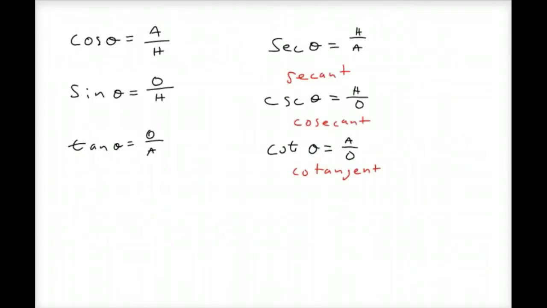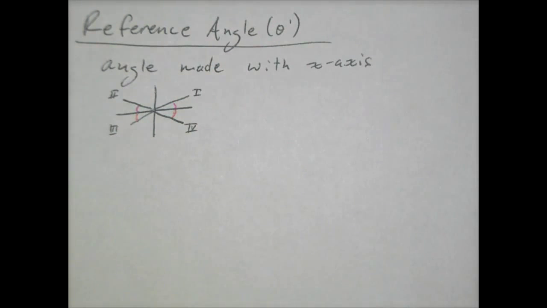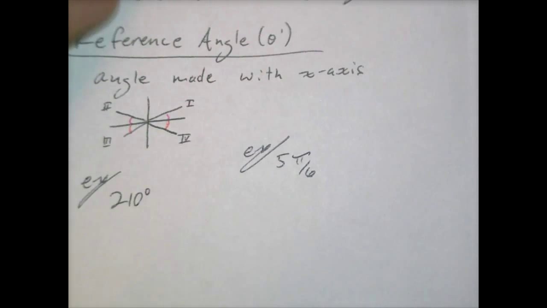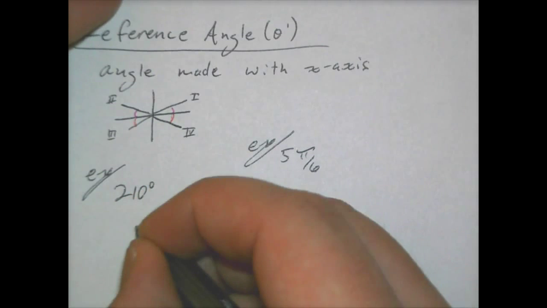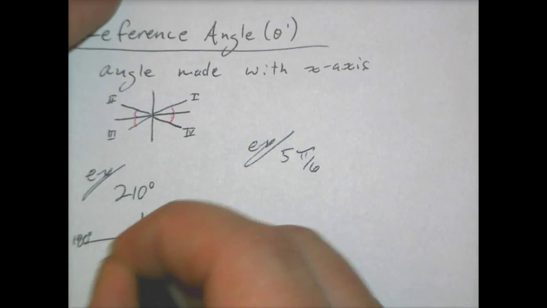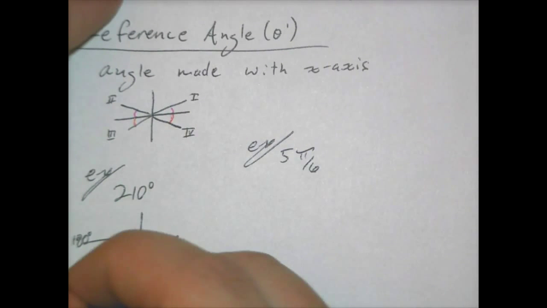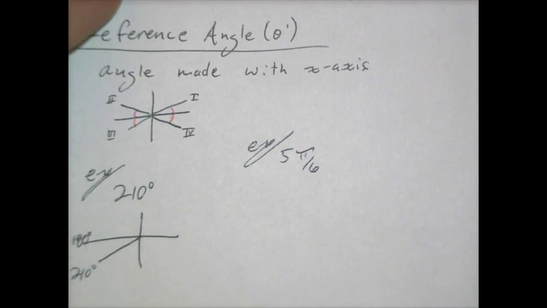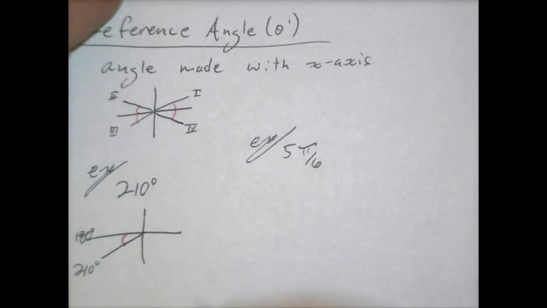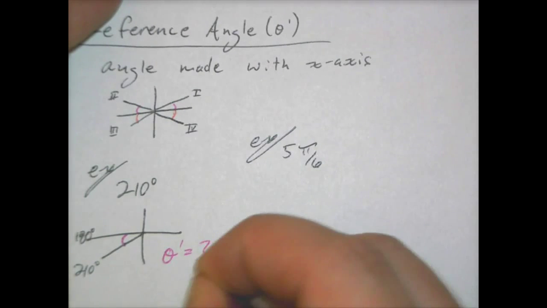Alright, the next concept that I'm going to talk to you guys about is called the reference angle. Basically, all that means is the angle that we have made with the x-axis. So for instance, if I'm trying to find the reference angle, I'm given 210 degrees, and I know that this is 180 degrees, well, 210 is right there. The angle with the x-axis is the angle right there, and that is 30 degrees away. So my reference angle in this is just 30 degrees.